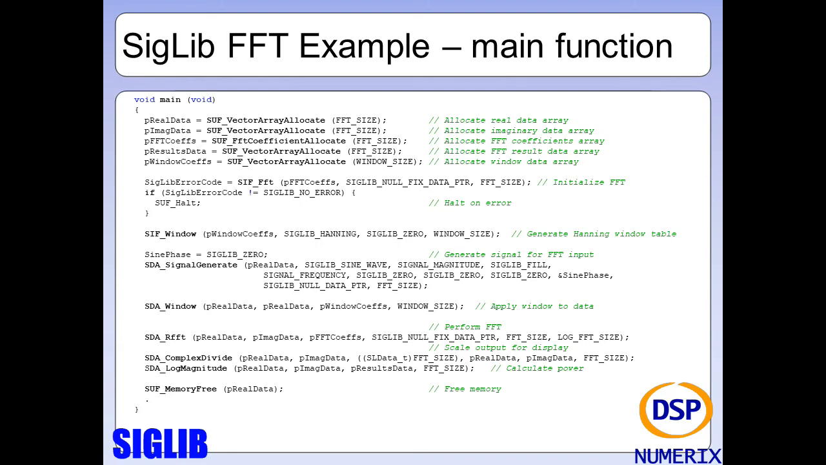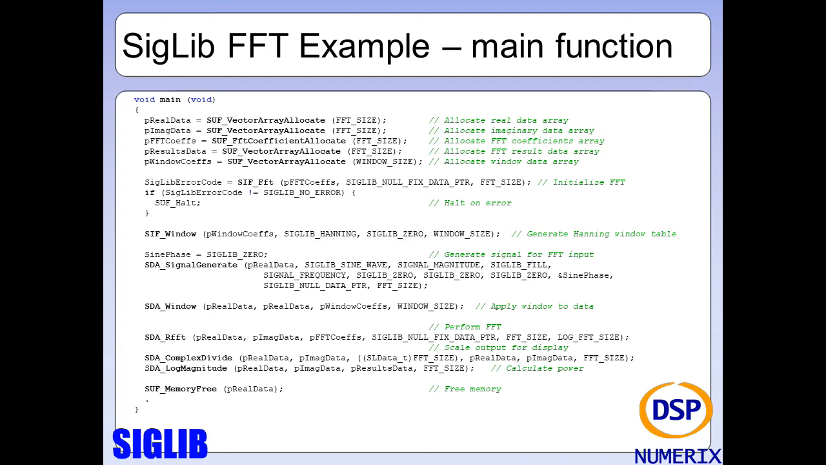Having performed the window operation on our real input data, we can now perform the fast Fourier transform. The input data sequence is a real sequence, and so we will use the real FFT function. This takes a real input data sequence, but will generate a real and an imaginary output sequence. Hence we require one pointer for the input data, P real data, but two for the output data sequences. One for the real, one for the imaginary. So the real data sequence that is used for the input will actually be overwritten by the result real data.